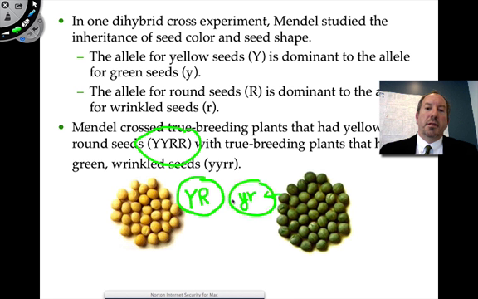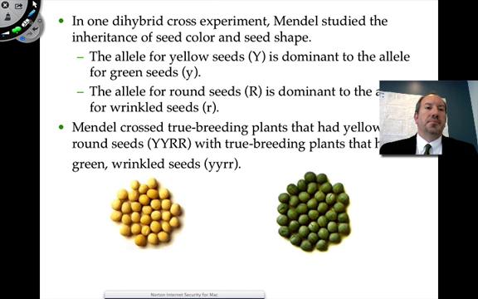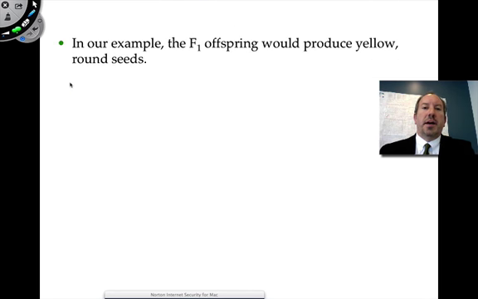So if this pollen and this egg come together, this is the parental cross, every plant in the next generation would be yellow and round. Every plant from this cross would be yellow and round in the first generation, and every plant would be dihybrid in the first generation. And you're like, well, I don't know, this seems kind of basic. You cross this with this and they're all yellow and round. What's the big deal? Well, what comes next is kind of fascinating.